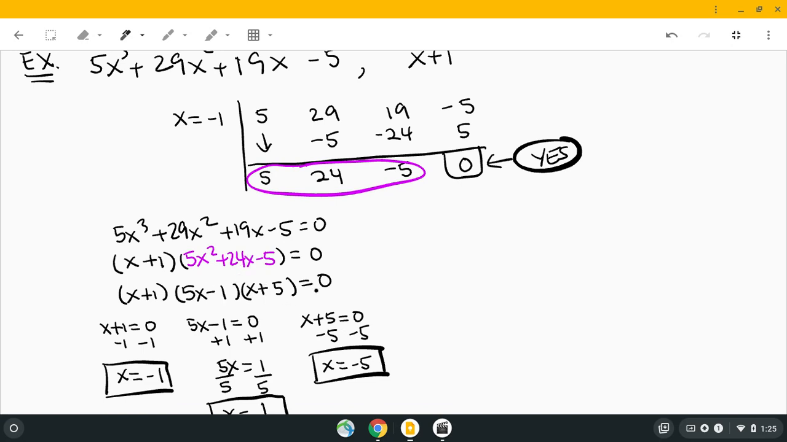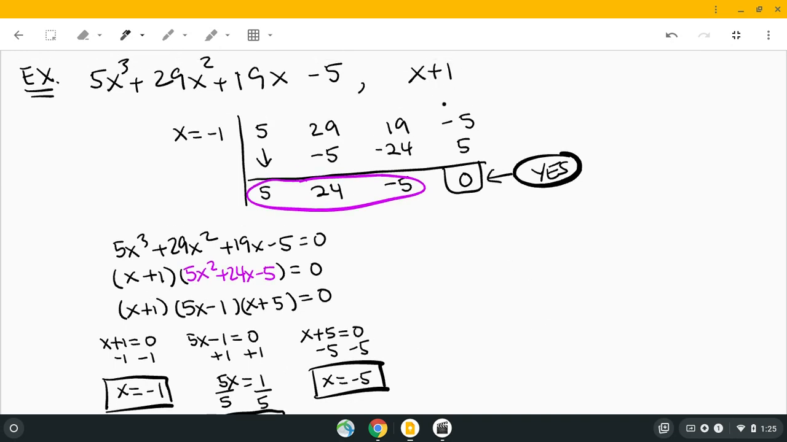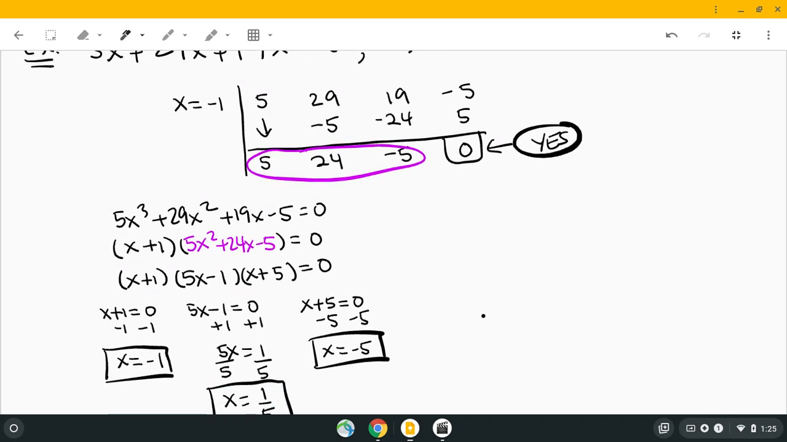Or if you don't like factoring, you don't have to do this part. You can just do quadratic formula, and you'll get these 2 solutions from here. This one's obvious. As soon as you get a yes, you know one solution. And then it just takes a little bit of work to get the other.